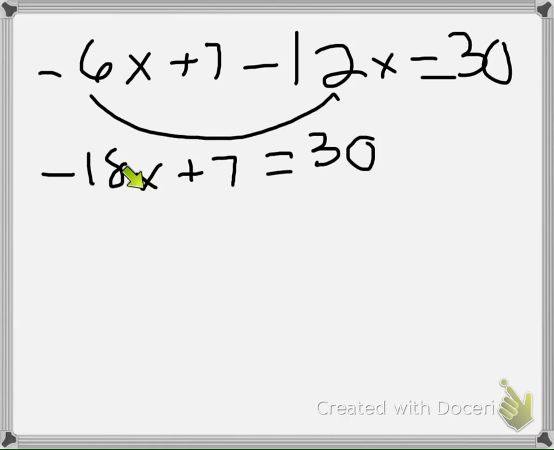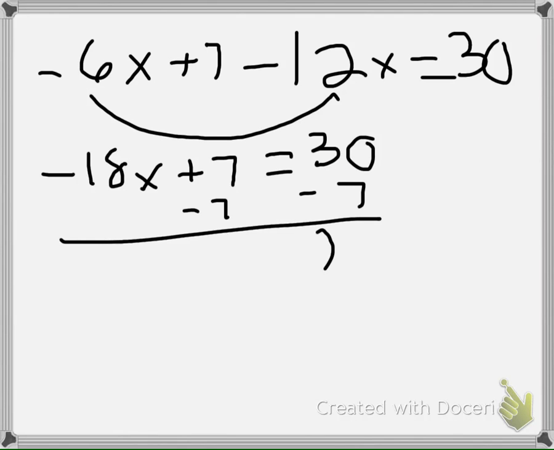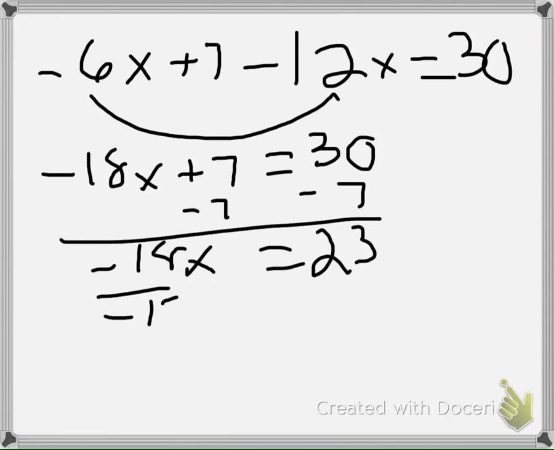Okay, I need the x by itself. I'm going to subtract 7 on both sides first. 30 take away 7 is 23. This cancels out. Okay, since this is multiplication, the opposite of multiplication is division. I'm going to divide by -18 here, divide by -18 here. Okay, over here, this is 1, and 1 times x is x.